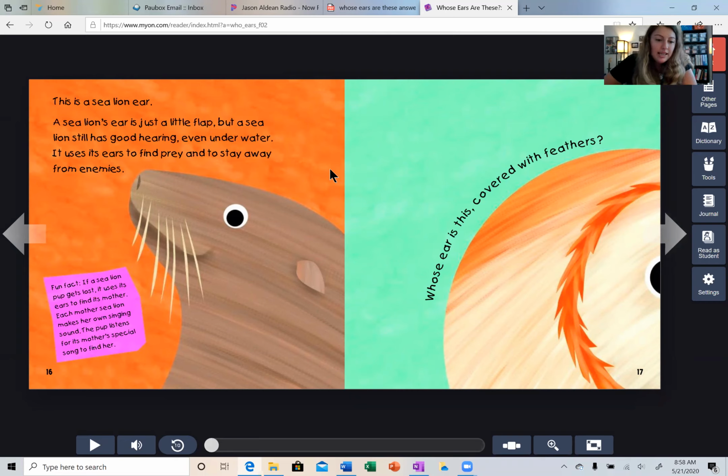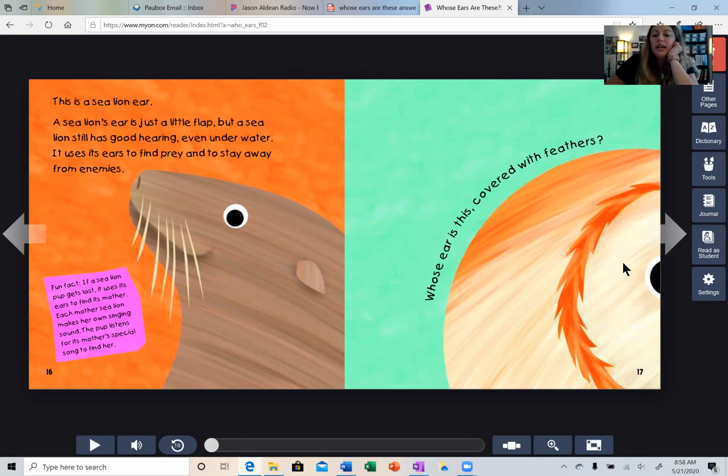Fun fact, if a sea lion pup gets lost, it uses its ears to find its mother. Each mother sea lion makes her own singing sound. The pup listens for its mother's special song to find her. Wow, I didn't know that. So they listen for a special song to find their mama. That is so cool. All right, friends, ready for the next one?